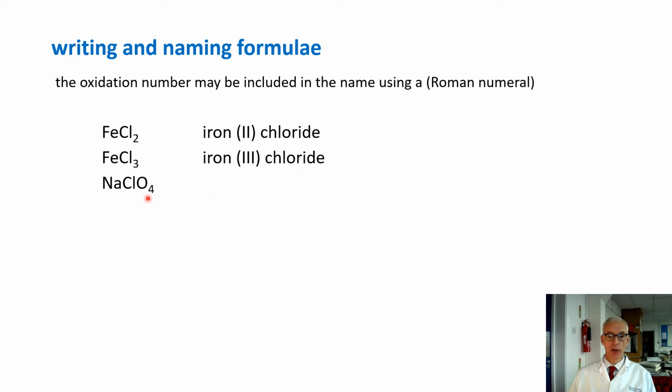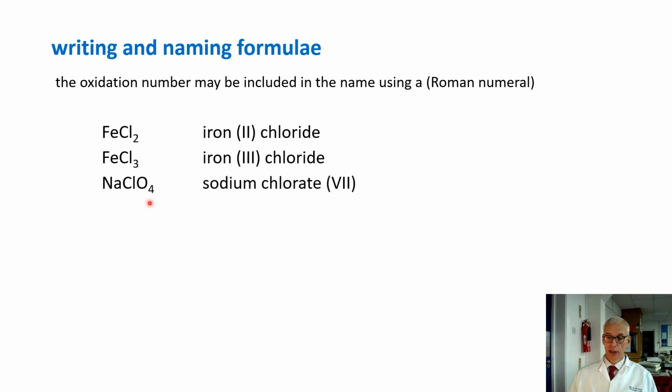If we contrast that with FeCl3, well, here we've got iron 3 chloride. The oxidation number of iron is plus 3. So we can think of this as ionic if we like, Fe3 plus and 3 chloride ions, each at 1 minus, so iron 3 chloride.